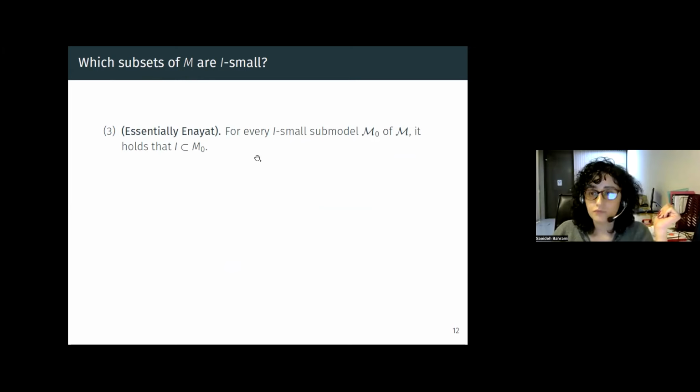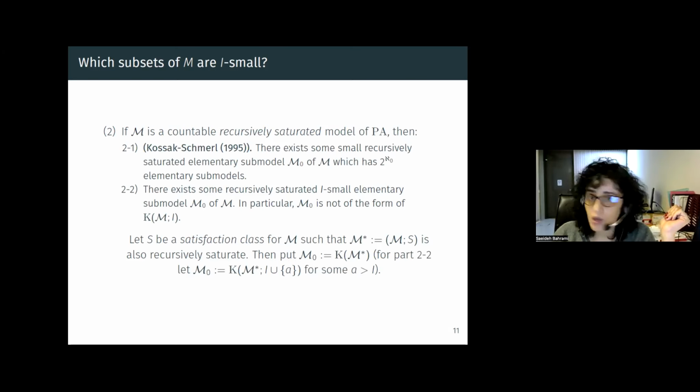I'm sorry, could you remind me what small means in the Kossak-Schmerl? They have the same definition. They say that a submodel is small if there exists some sequence number whose restriction to n to the standard cut is equal to that submodel. Oh, right. So it's just I small where I is the standard cut. Yeah. Thank you. You're welcome.